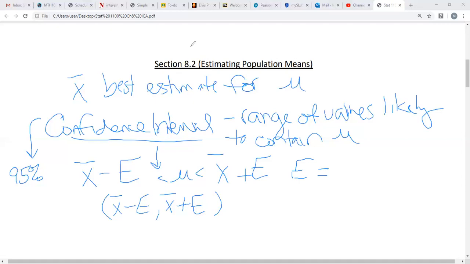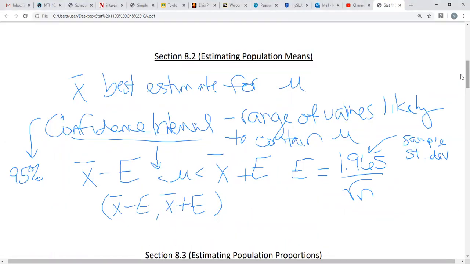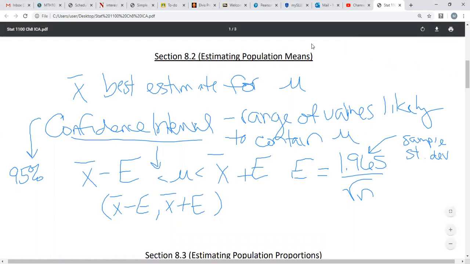So the margin of error, we're taking 1.96 times little s, and remember that this is our sample standard deviation. And we're going to divide that quantity by the square root of n. We will work a little bit more with that, but let me go ahead and scroll down just to introduce another thing we're going to be doing in this section as well. I'll go ahead and clear that.